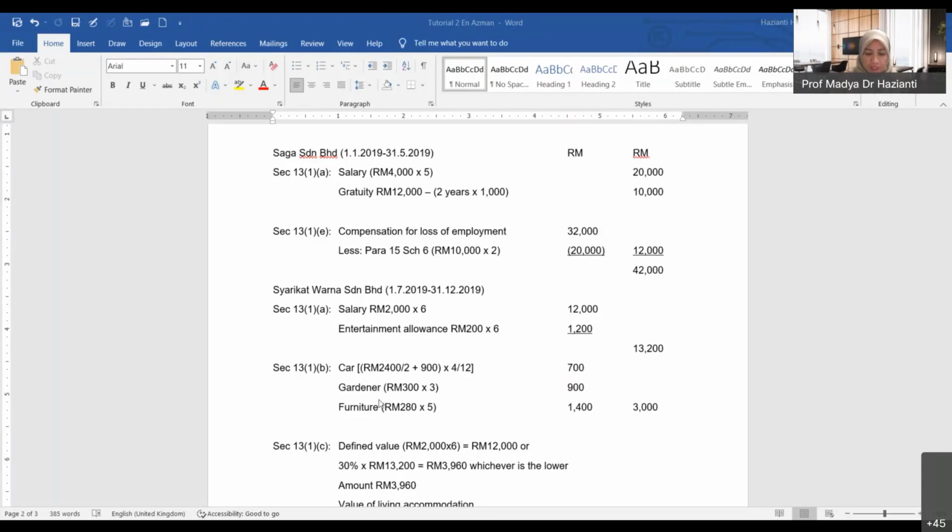Dia ada gardener 800 per month from October. So gardener kita tak kira berapa gaji dapat. So gardener sebulan 300. Darab dengan 3 bulan je sebab dia dapat gardener on October. So 900. And furniture. Five months. 1,400. Okay, ini total for 13(1)B.